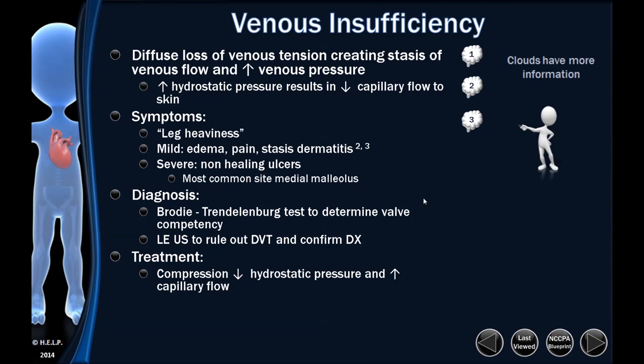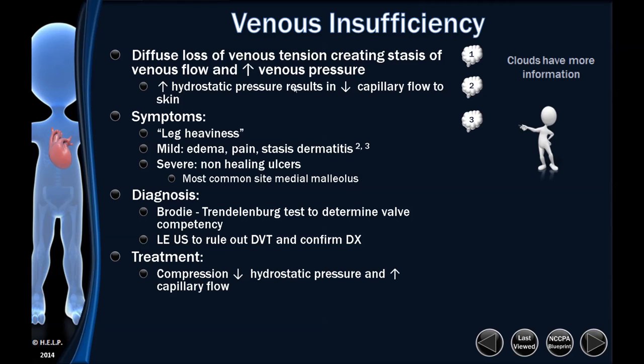Venous insufficiency. This is diffuse loss of the venous tension creating stasis of the flow. These are the patients where the fluid actually escapes out of the vessel and into the leg. This leaves hemosiderin deposits there, and that's what causes the brownish discoloration. It also leads to stasis dermatitis. So stasis dermatitis and venous insufficiency, these two kind of go hand in hand. These patients often get these severe non-healing ulcers, and it's the medial malleoli that's the primary site of where you're going to see the venous ulcers.